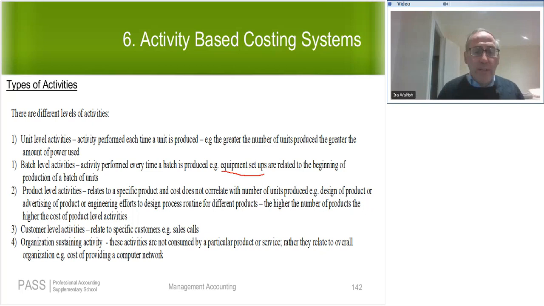You've got customer level activities that relate to customers, like sales calls. And then you've got what we call organization sustaining activity.